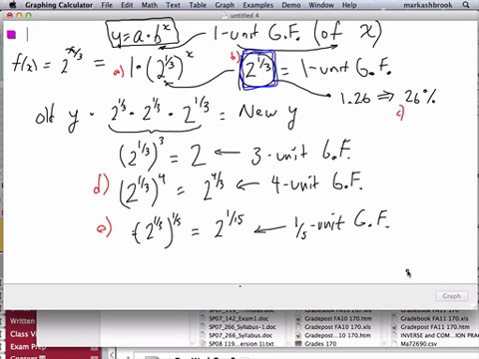Let me do a decay. Should I do B or C? Yeah, let's do C. Okay, so let's skip to C. Questions about part A?